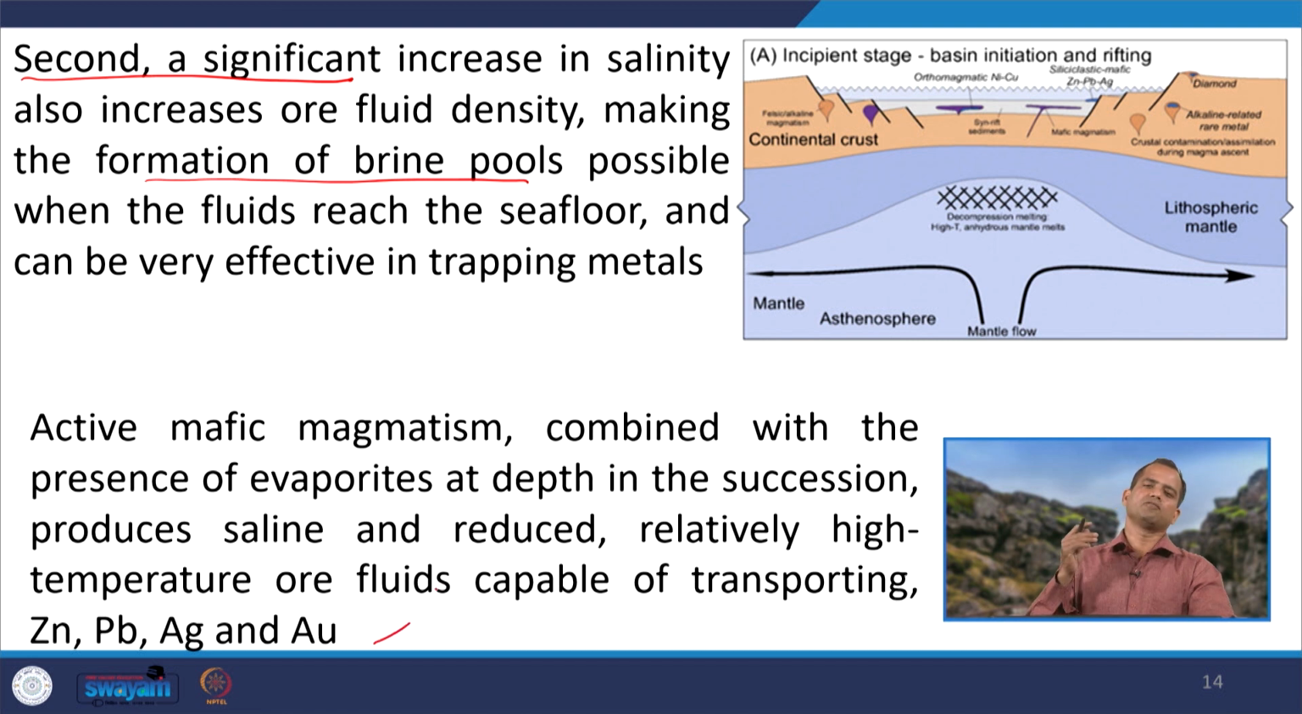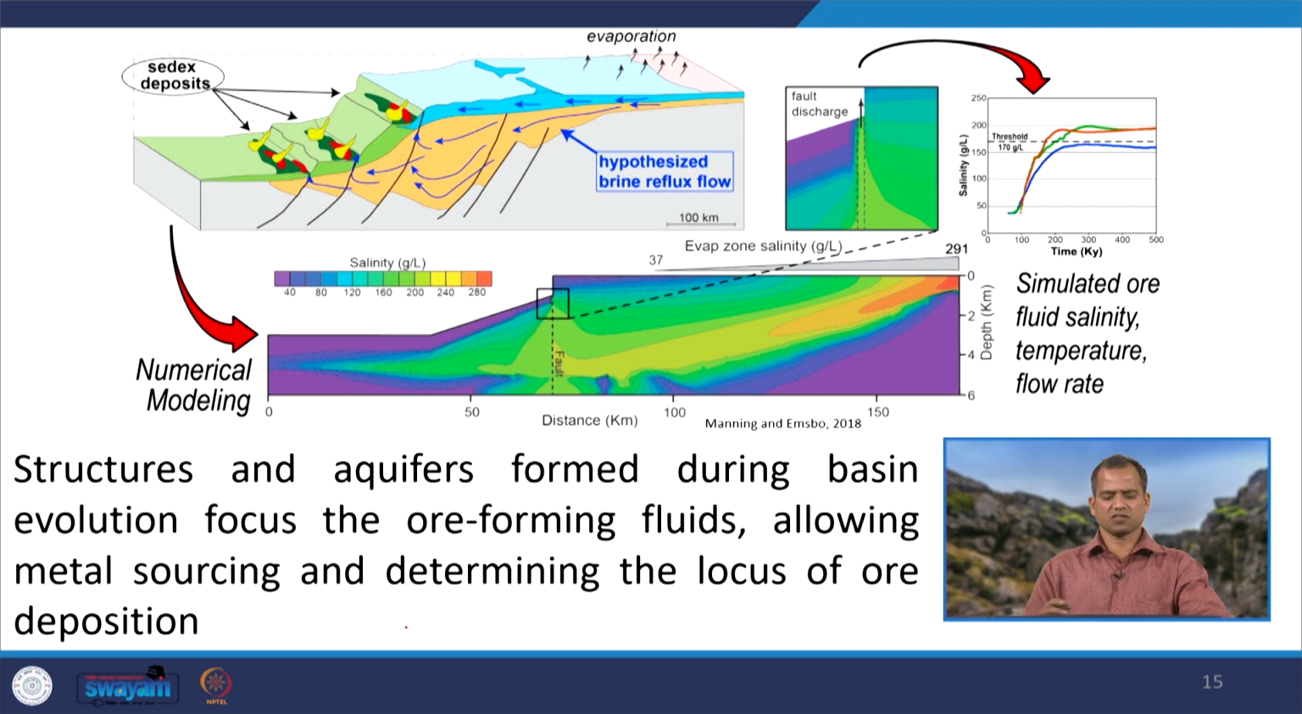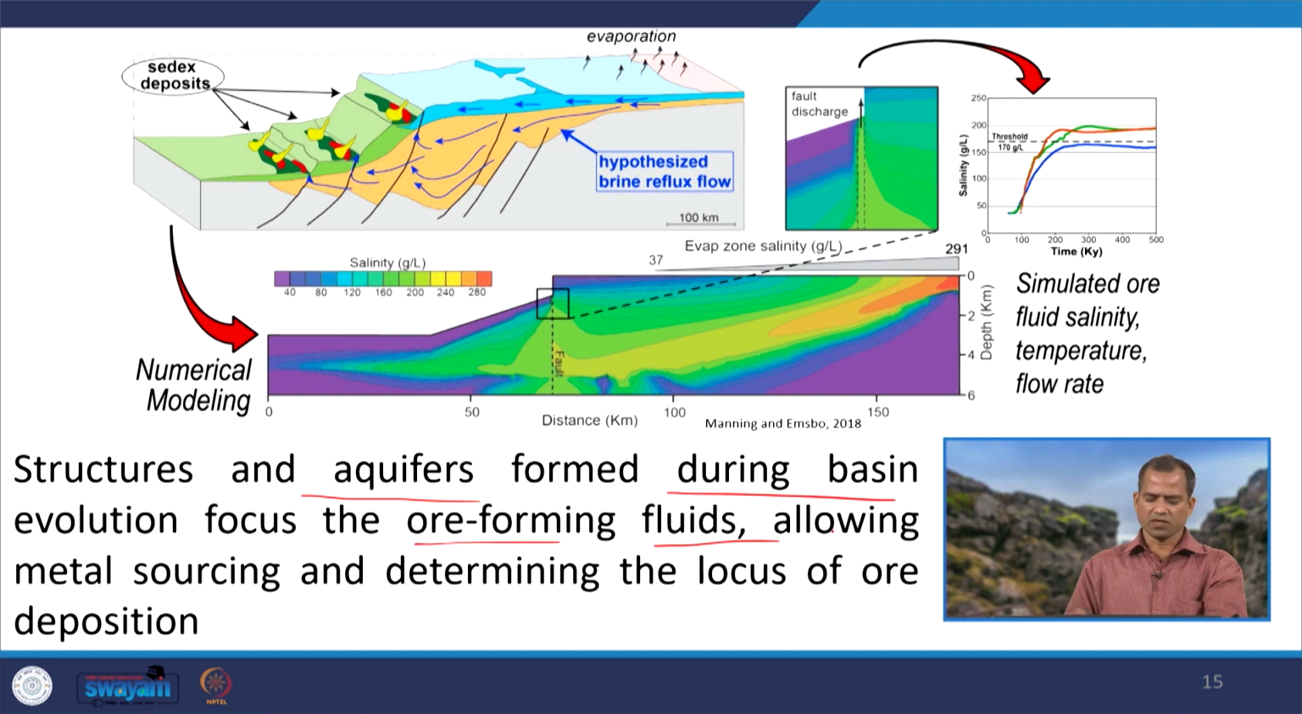So, now if we have a brine there and we have magmatism there, that means we have a plus point. We have the minerals the magma will release, and then that brine solution will transport these minerals and give rise to a mineral deposit. So, here the structures and the aquifers formed during the basin evolution focus the ore forming fluid along the metal sourcing and determine the locus of ore deposition.